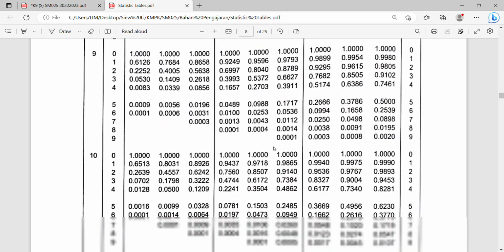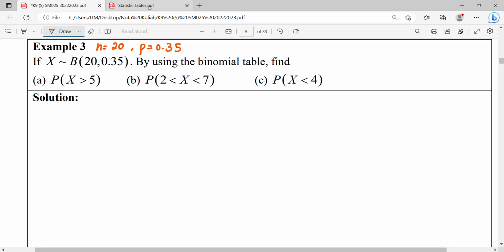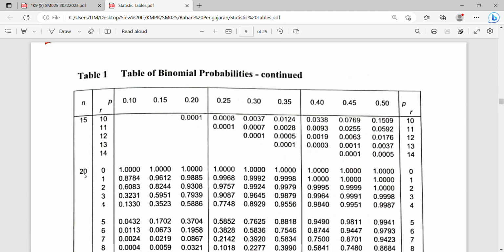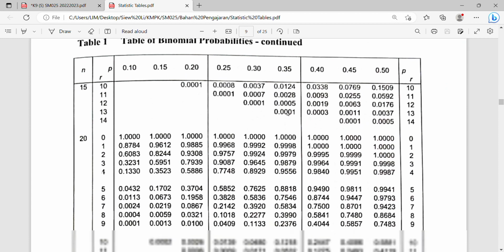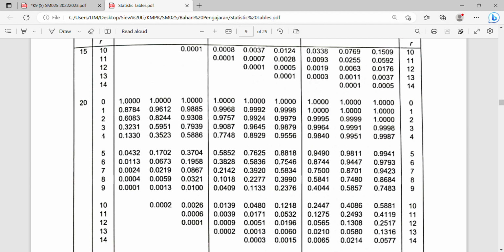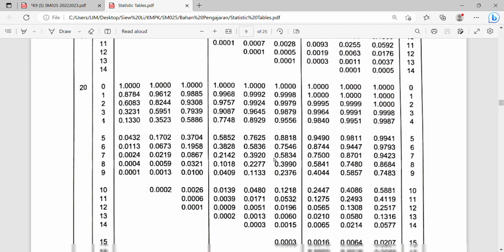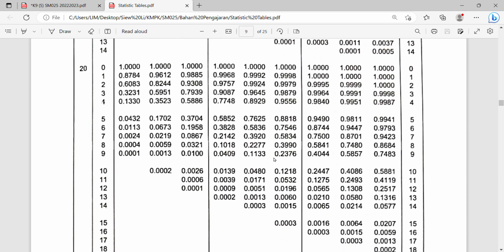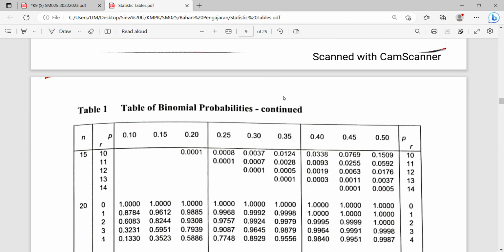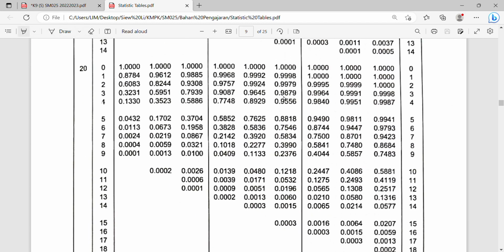So do you have n equals to what? 20, right? So probability 0.35. So we are referring to this column, which is on your page 7. Jumpa? So apa maksud ni? Bila kita baca 3, so we are referring to this whole row, this whole column. So bila kita baca 3 bermaksud apa?